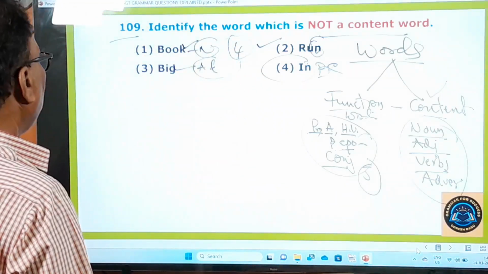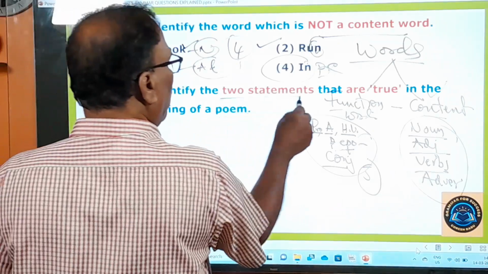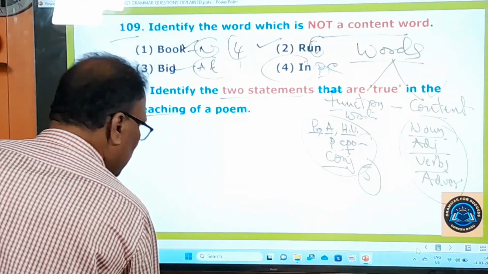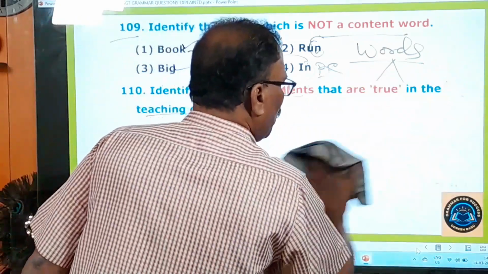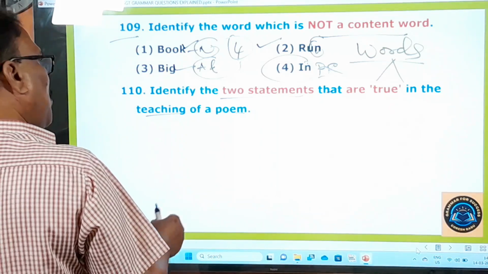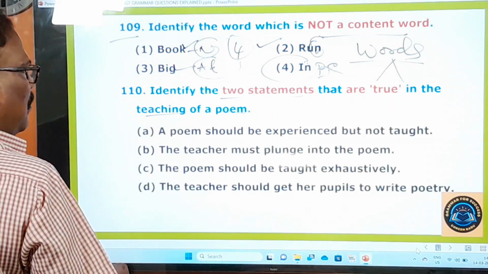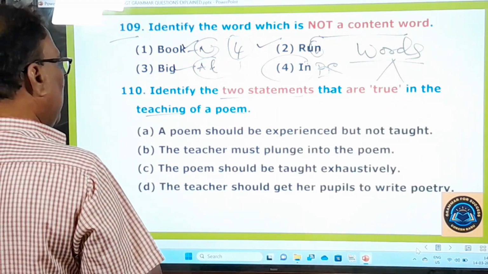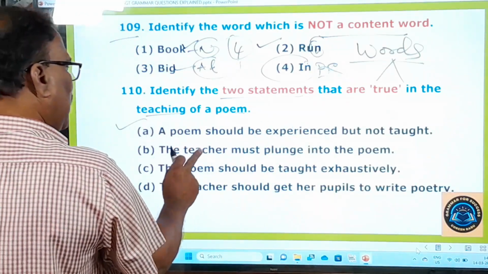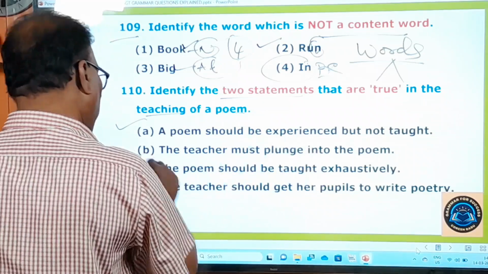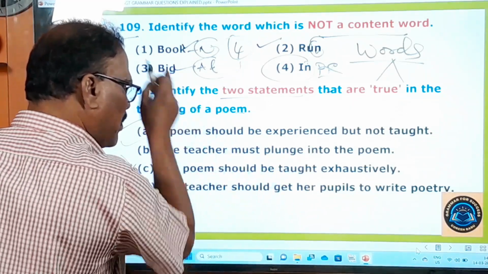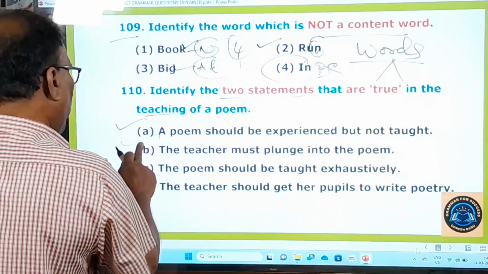And the last question here is: identify the two statements that are true in the teaching of a poem. What is that? Let us look at that. What are the two statements that are true in the teaching of a poem? A poem should be experienced but not taught. That is right. The teacher must plunge into the poem. That is right. The poem should be taught exhaustively. No. The teacher should get her pupils to write poetry. No. So A and B are right.